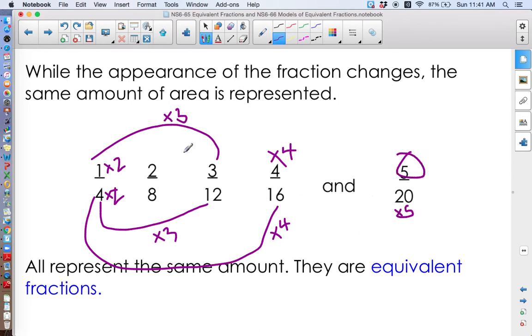Okay, so these are equivalent fractions. 2/8 is equal to 1/4. 3/12 is equal to 1/4. 4/16 is equal to 1/4. And 5/20 is equal to 1/4. This fraction is a representation of all of these. Because it is the smallest, it is called the fraction in lowest terms. It cannot be any lower than that. Let's put that over here. Lowest terms.